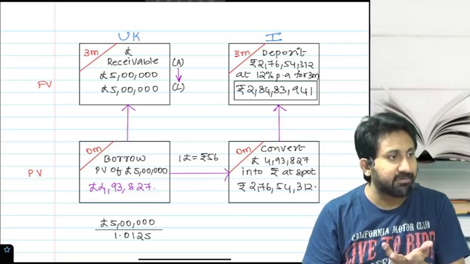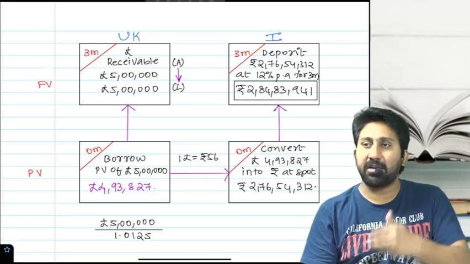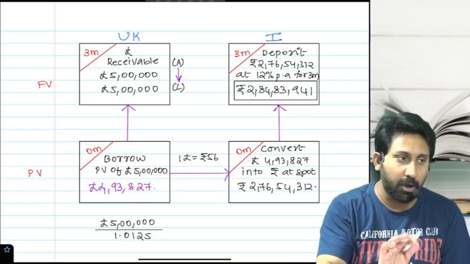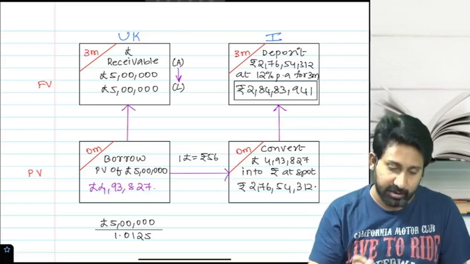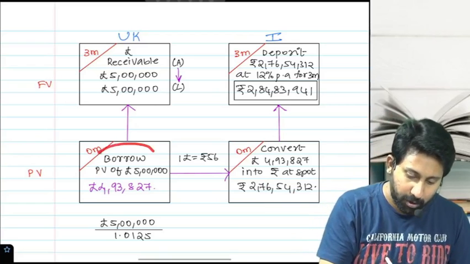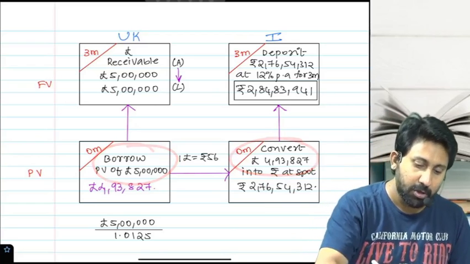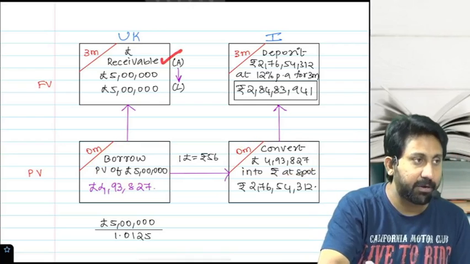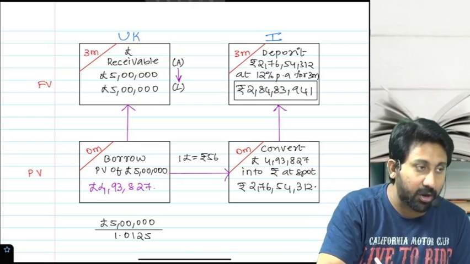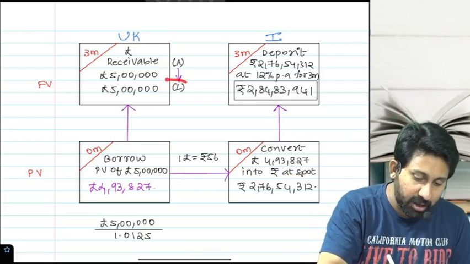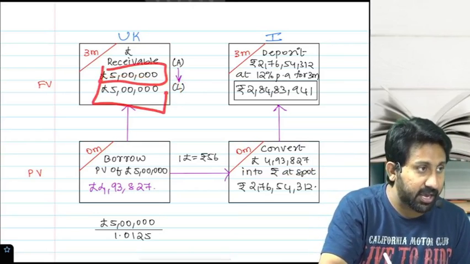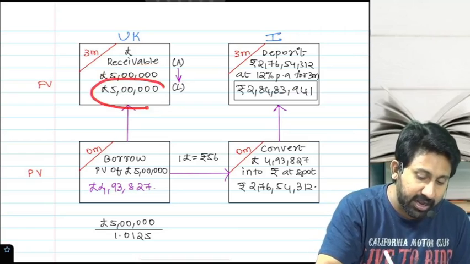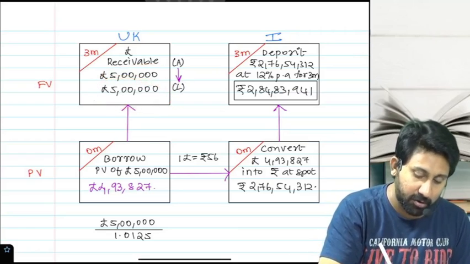So receive today itself. Sir, how will I receive today, sir? Receivable will be made in 3 months. Borrow in that currency and immediately convert. So borrow and convert. Why borrow? You are having a receivable after 3 months, so create a counter payable for this. You are having an asset, so create a corresponding liability. To create a liability in pounds, you need to borrow.